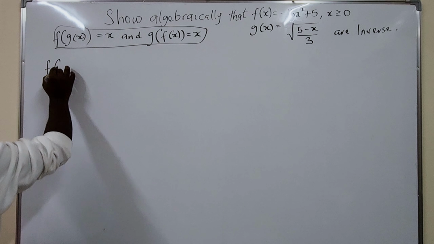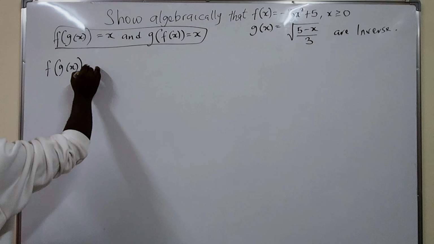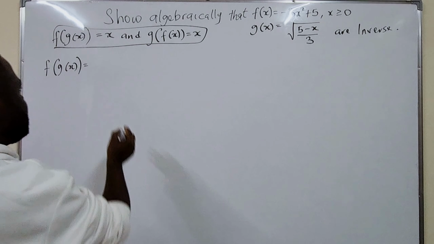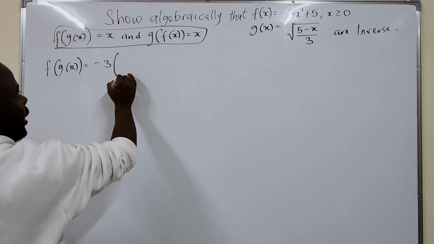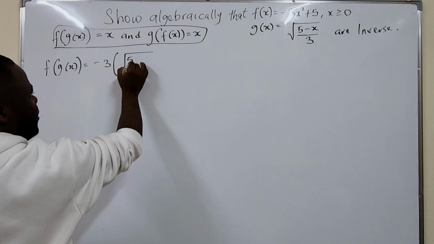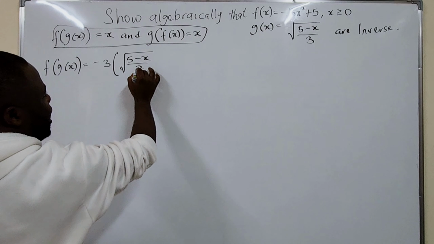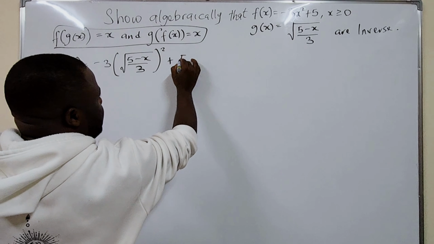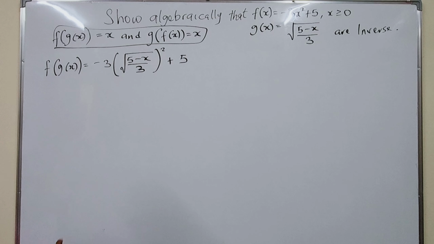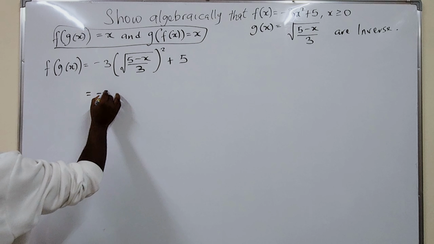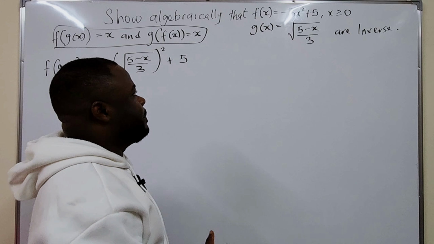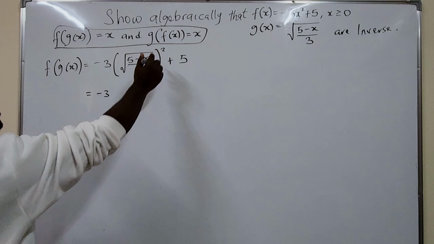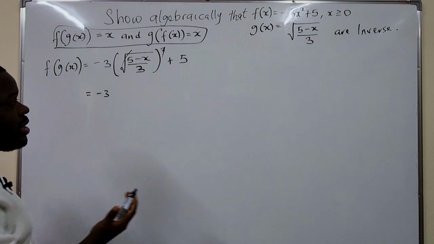So the composite f of g of x will now be, instead of x, I will replace it with the function g of x. So I have -3 in the bracket of the square root of (5 minus x) over 3, then squared, then plus 5. So what does this simply mean? Don't forget, for your g of x, there's something I need to show you. This can easily cancel because the square can cancel the square root.